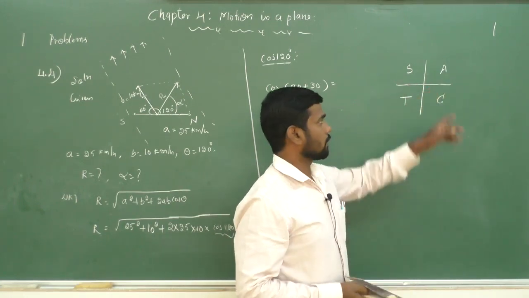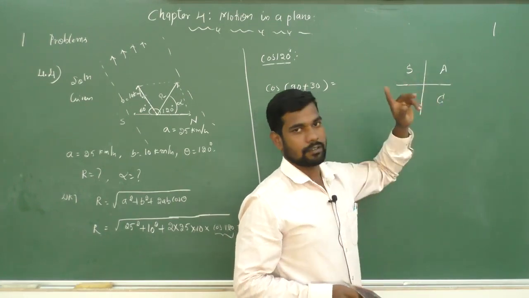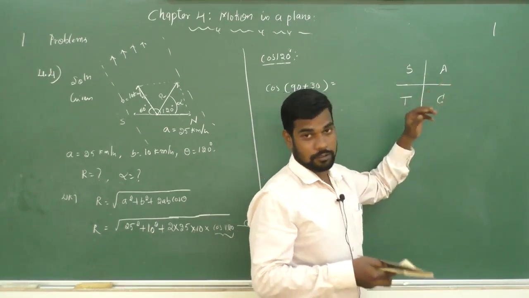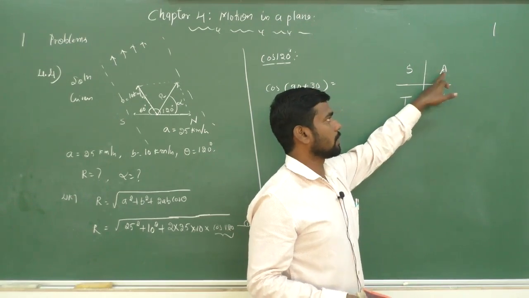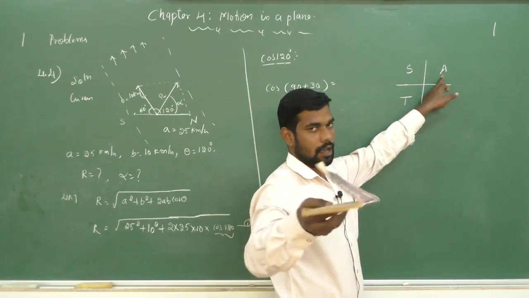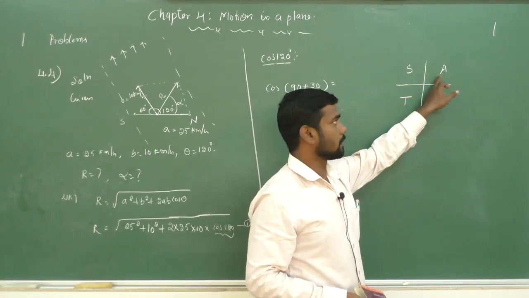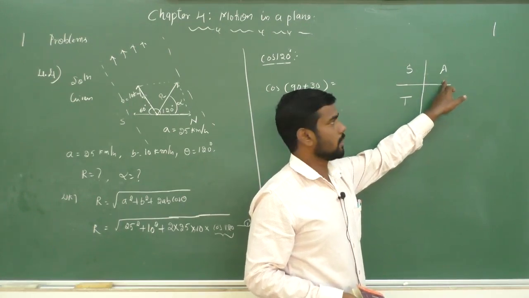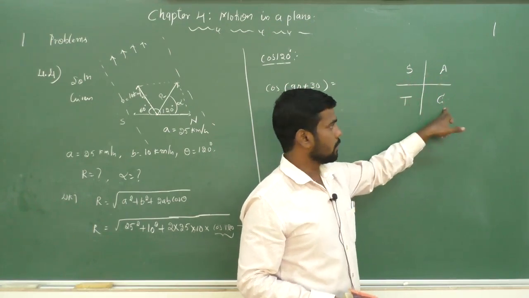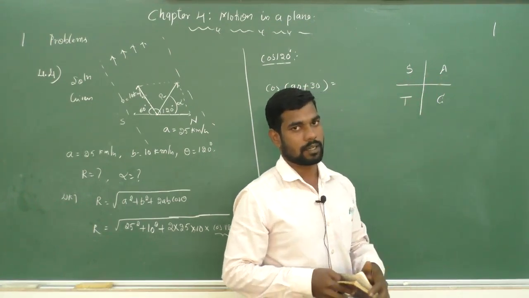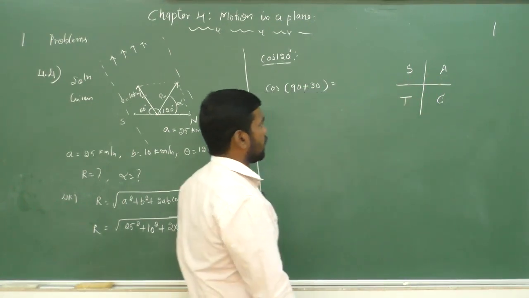So that we can remember: all students take coffee, or all students take chocolate, whatever. Like that we can remember. Here all trigonometric functions take positive because theta is less than 90. Here only sin, here tan, and here cos will take the positive. Clear my point? Okay, now here.